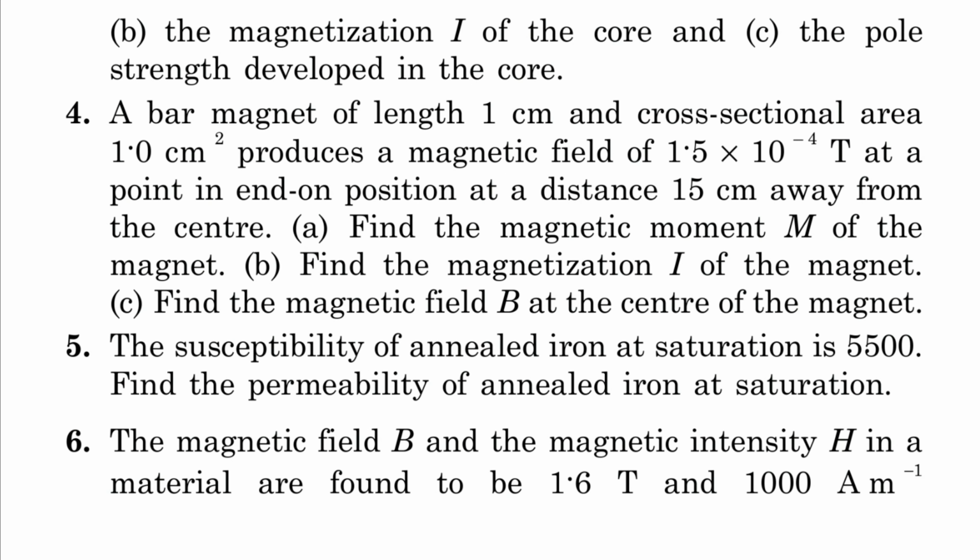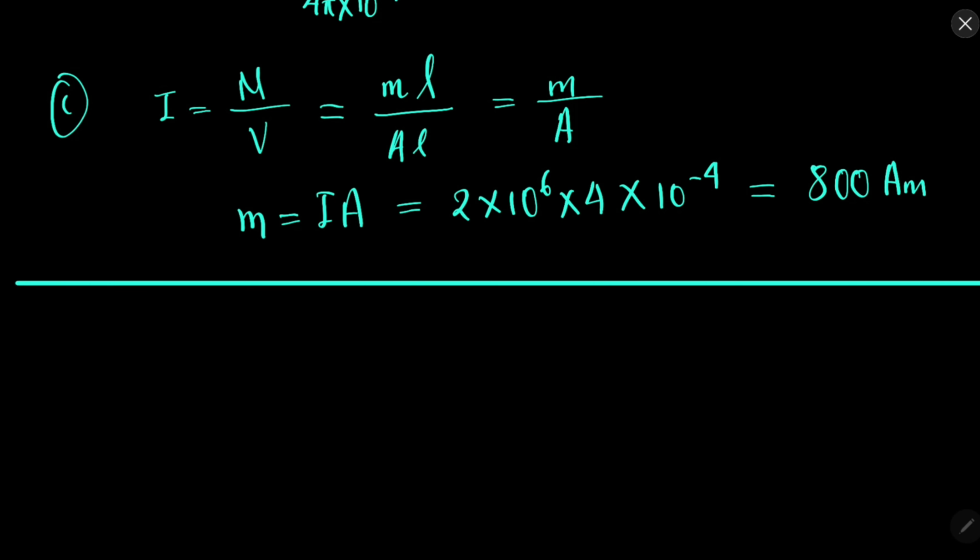In question 4, we have a bar magnet of length 1 centimeter and some cross section area. We need to find the magnetic moment, the magnetization, and the magnetic field at the center of the magnet. So this is the fourth one.